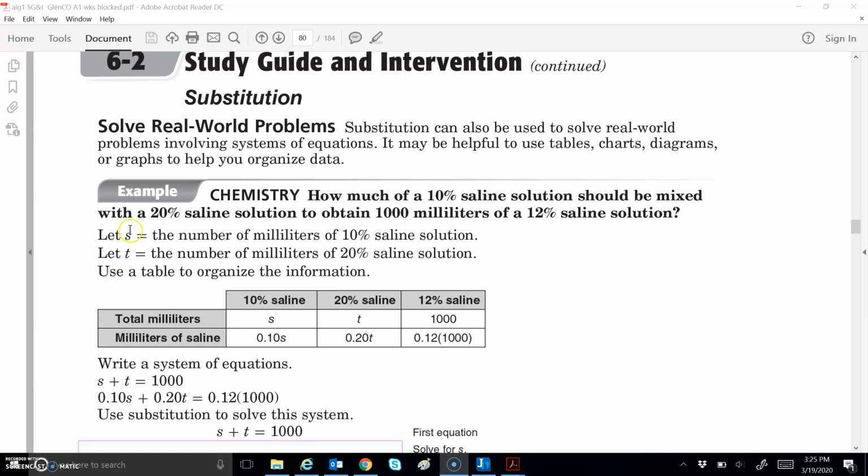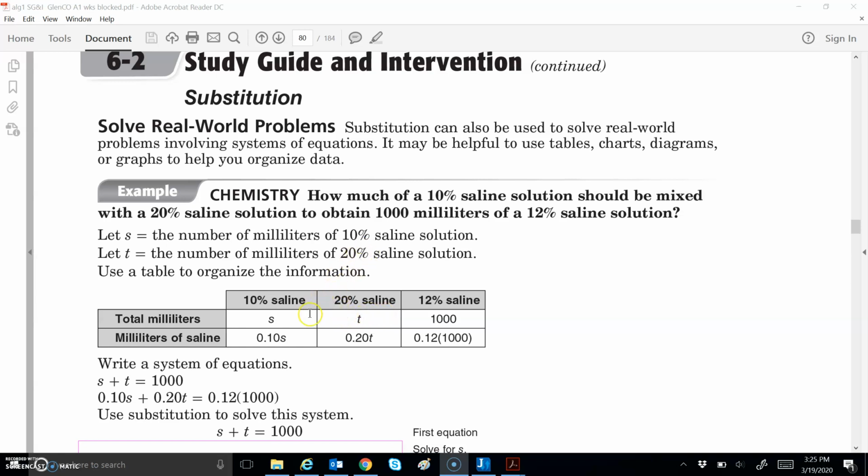So, S is going to represent how many milliliters are in the 10% saline solution. T is going to represent the amount of milliliters in the 20% saline solution. And they told us we're going to make 1,000 milliliters. So if the 10% has 200 milliliters, then the 20% has got to be at 800, right?